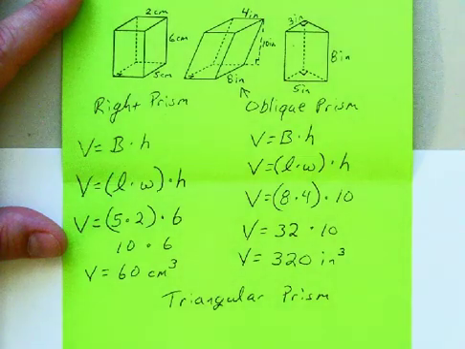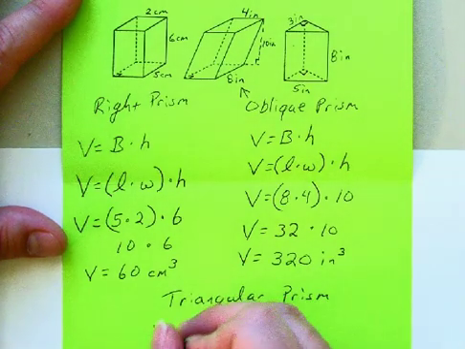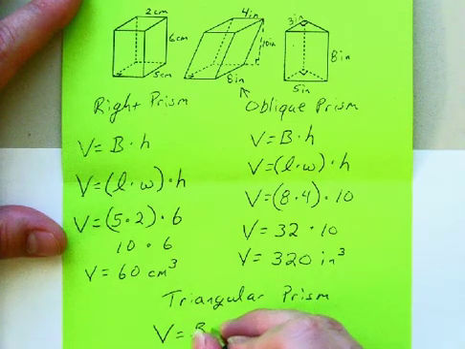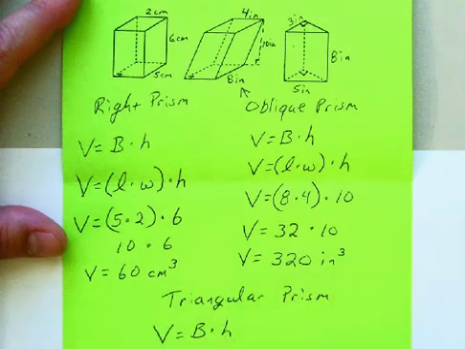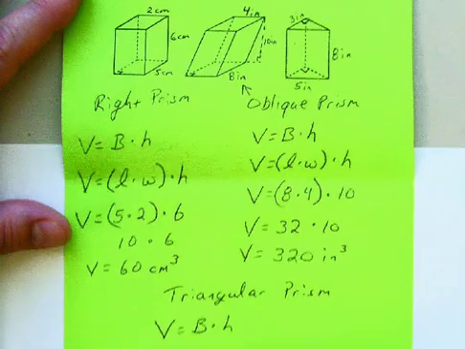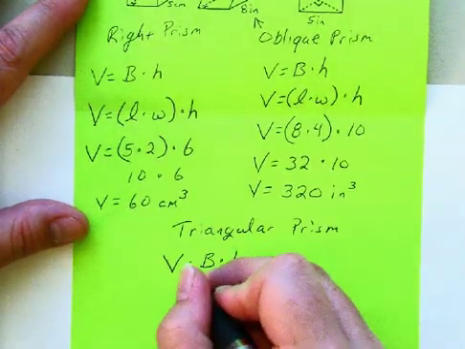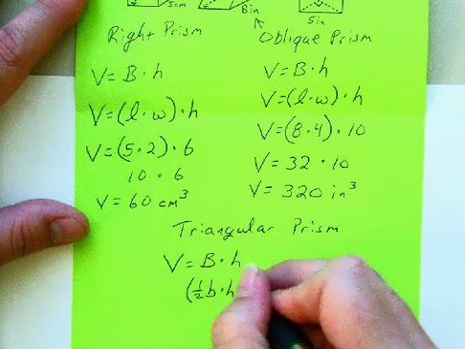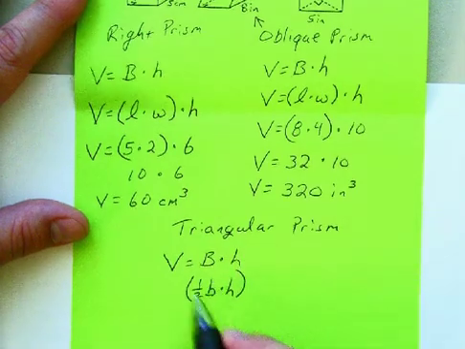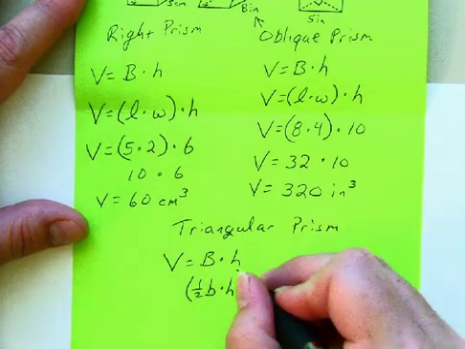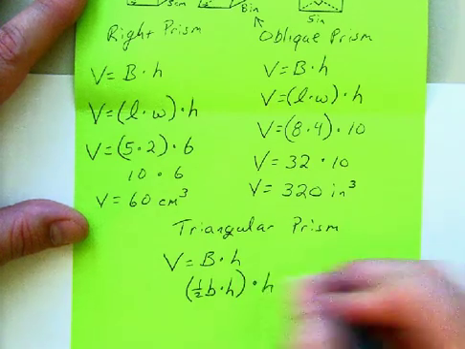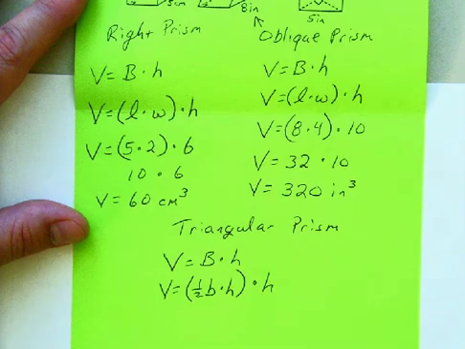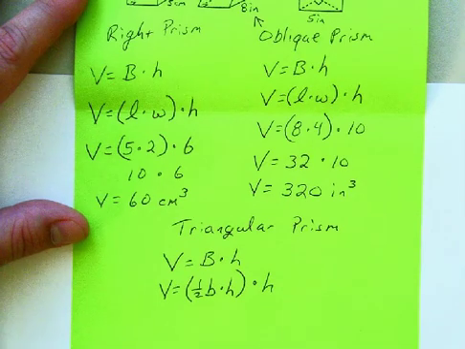So now if we look at that triangle, our formula is going to be the same here. V equals capital B times H. But this time for our capital B, we're going to use the area for a triangle, which is 1/2 little b times H. And remember, this is the area of the base. So this is different than this H out here. Okay? So that's very important that you know that those are different numbers.